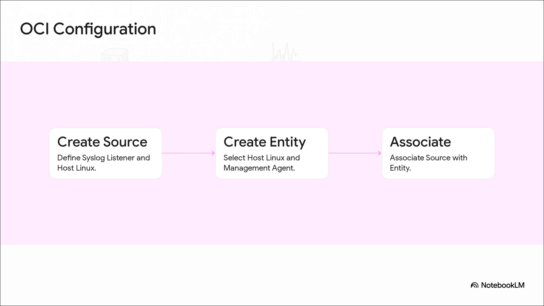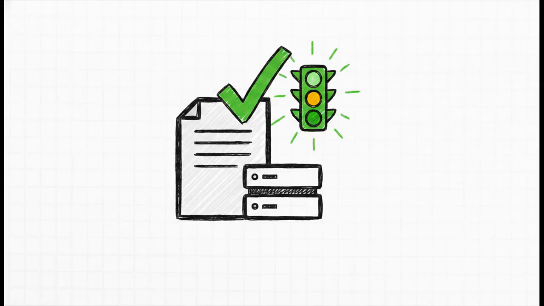Second, you create an entity that represents your specific syslog server and link it to the management agent. And third, the vital handshake. Associate the source with the entity. You're basically saying, hey agent, use these listening rules. And the best part? You don't even have to guess if it worked. You'll know the association is successful the second you check your server.